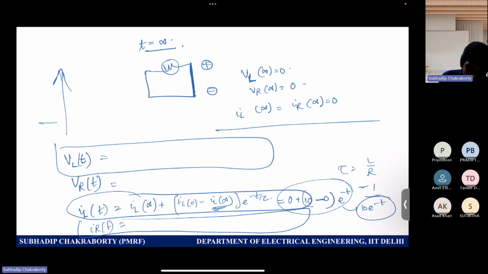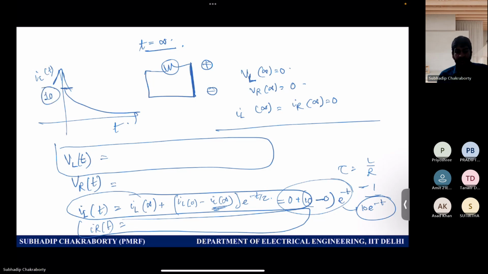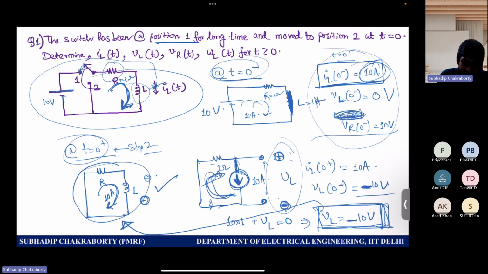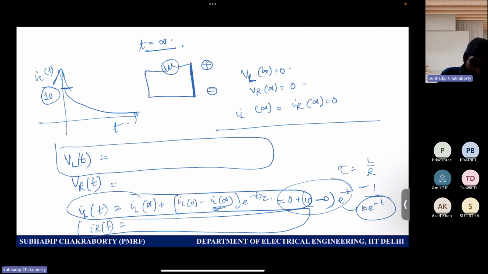So if I draw the waveform IL of t versus t, it will be simply a decaying waveform with strength 10. So what is it telling you? The inductor is discharging. And the inference also goes similarly. First the inductor was charged completely at position 1. After that, at position 2, it is dissipating the stored energy. Starting from t equal to 0 plus, the inductor is dissipating the energy through the resistor. And dissipation always implies an exponentially decaying waveform for a first order RL circuit, as we also saw in the ODE solution.